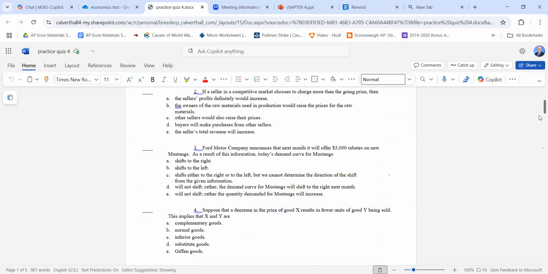As a result of this information, if cars are going to be cheaper next month, people aren't going to buy cars now. People are going to buy cars next month, not now, because it's going to be $3,000 cheaper next month. So demand for cars will decrease now and shift left.